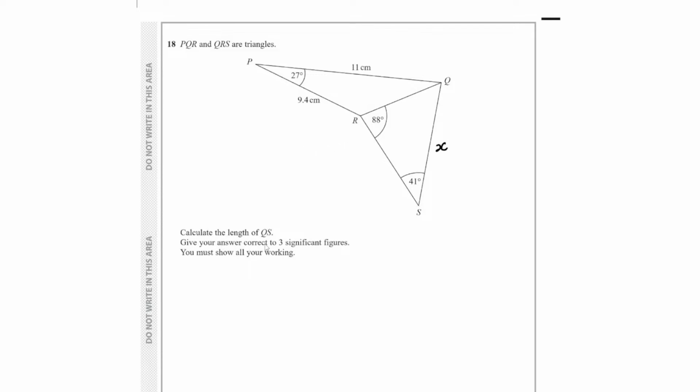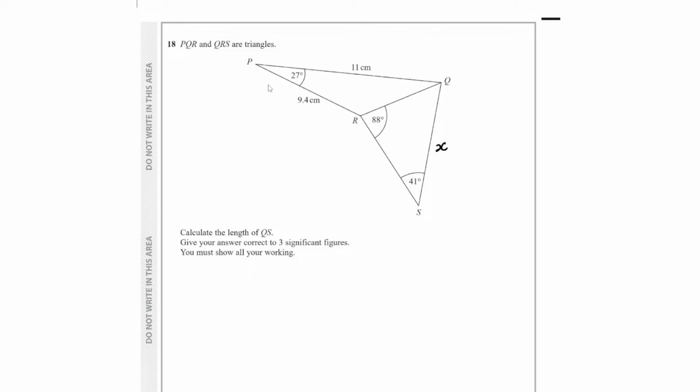Now, calculate this length of QS. In terms of the triangle QRS, we've got 2 angles. We've got a side that we want to calculate, but we don't have anything else. When you're using sine and cosine rule, for both of them, you need 4 pieces of information, including the 1 piece of information that you're trying to find. In this case, we've only got 3. So in triangle QRS I have something missing. I don't have enough information, hence why I need to look at triangle PQR.